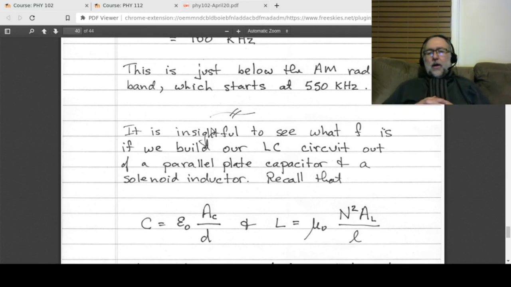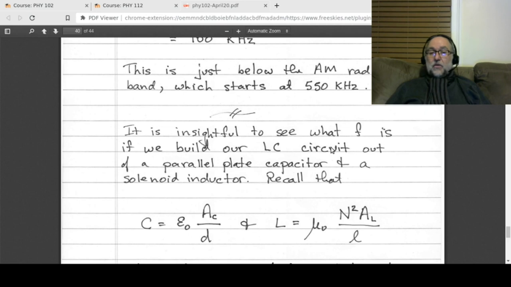A minute ago, I made this analogy between the oscillation of the LC circuit and the oscillation of a string and a sonometer. And is there more to that analogy? And the answer is yes, and it's a rather remarkable thing. So that's why I want to end with this last point, okay?